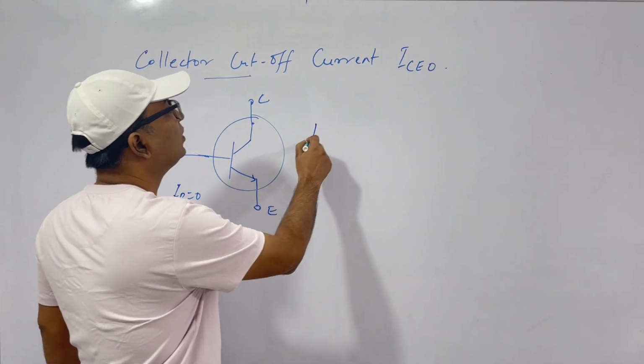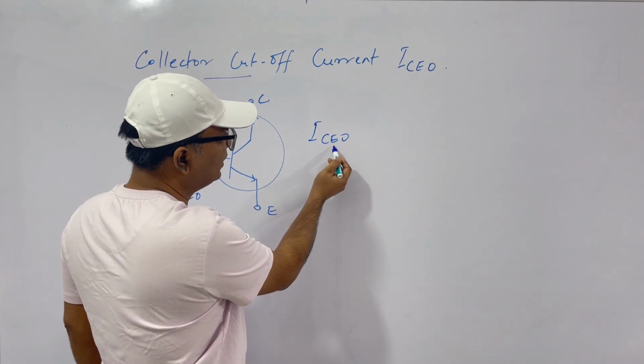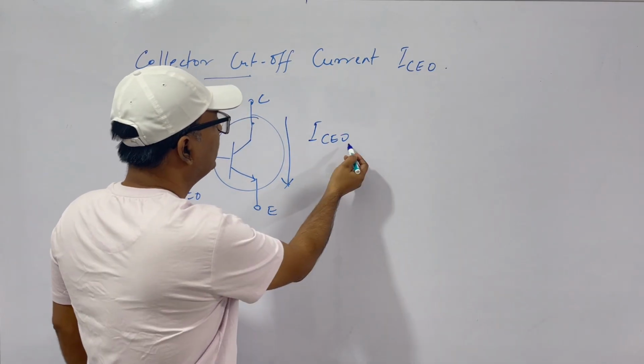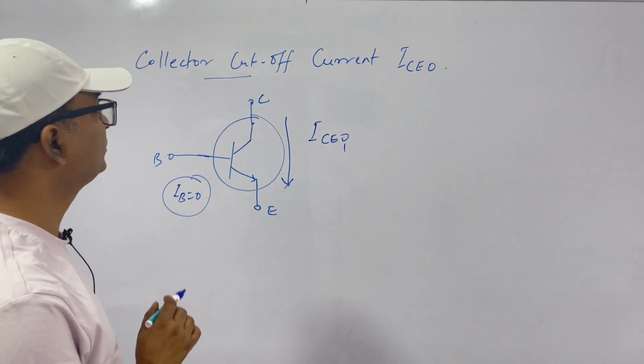So that current is called ICEO. That is current flowing from collector to emitter when the base is open. Clear? So this is ICEO. Clear?